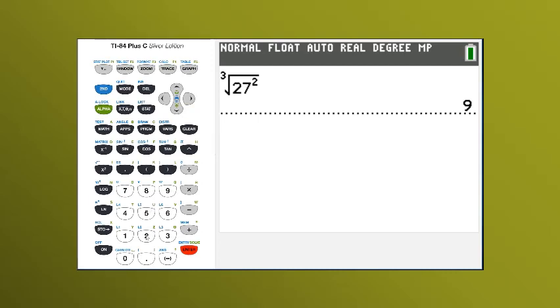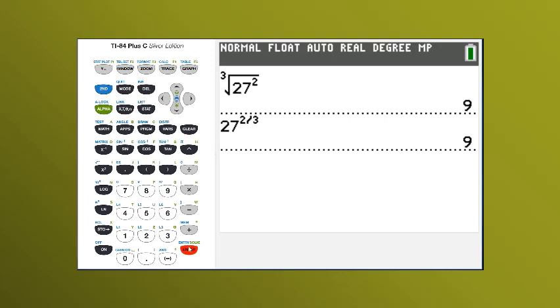Now, what if I just entered that as an exponent, just like I saw it, 27 raised to the power of 2 over 3? Well, I go 27, hit the caret button, and then I'm going to go 2 divided by 3, 2 over 3, and we're going to hit enter. Hopefully we're going to get 9, and in fact we do.